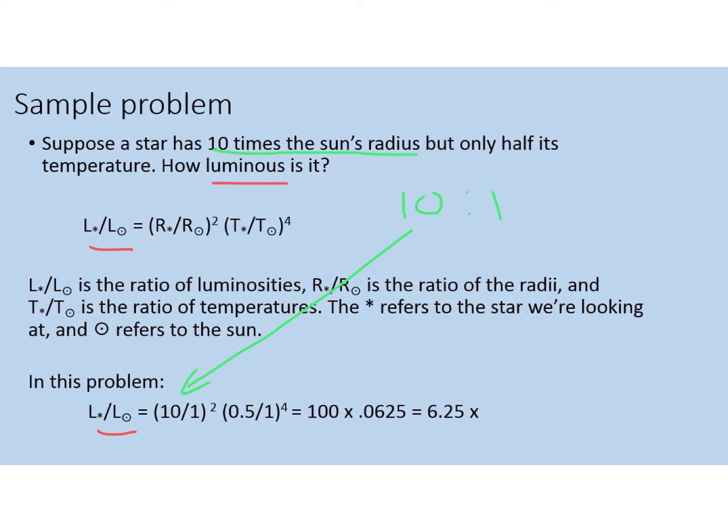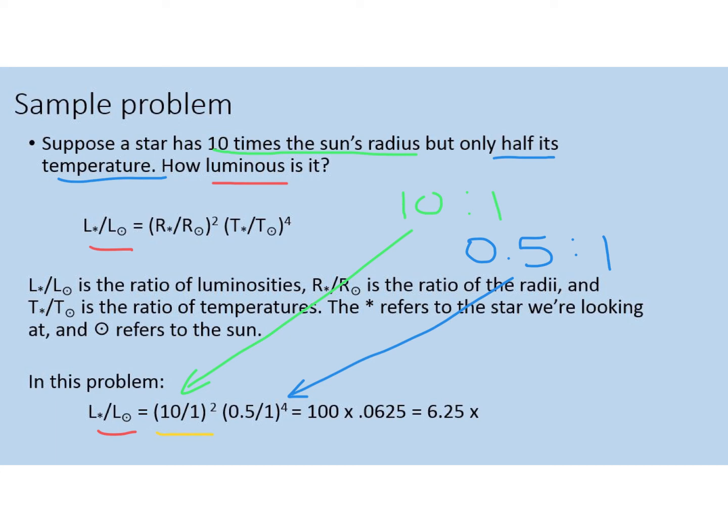For the T part, the temperature of the stars, we know that the star is half the temperature of the Sun. So the ratio is half, or 0.5 to 1. 0.5 for the star, 1 for the Sun. We plug in those values for the T's. Now we solve.